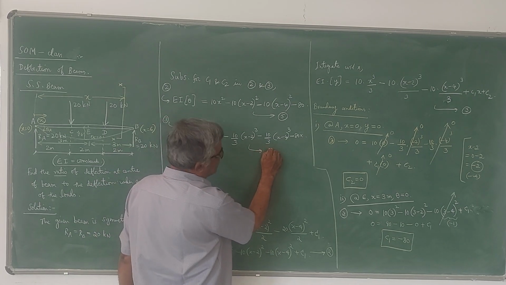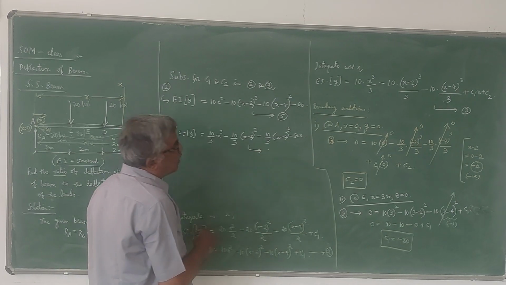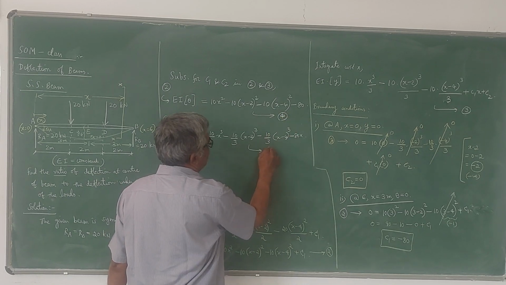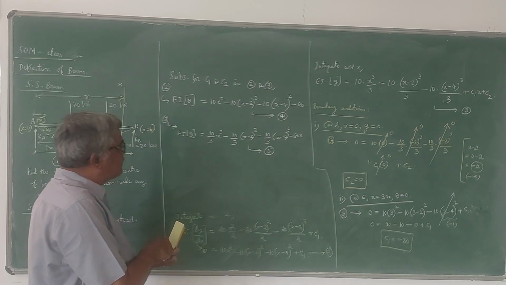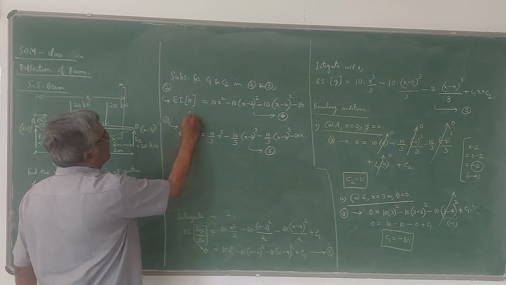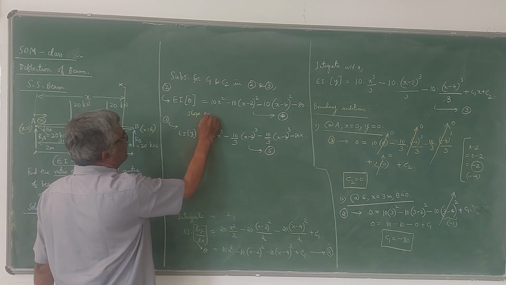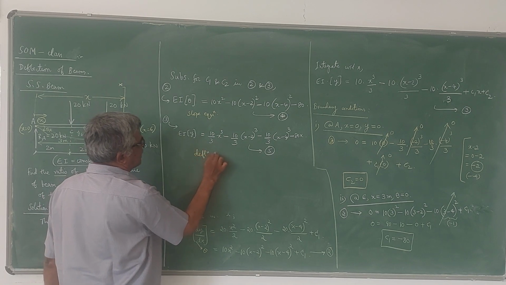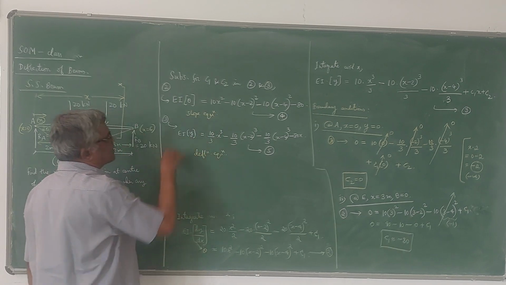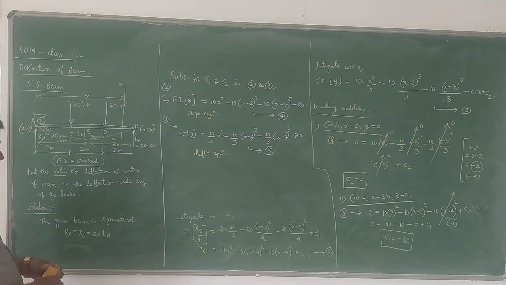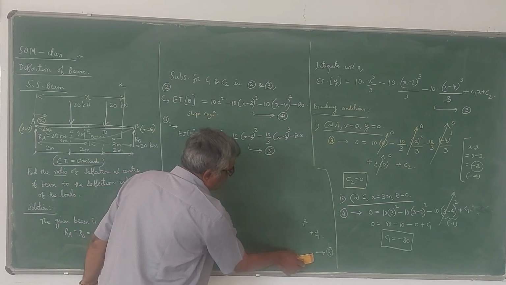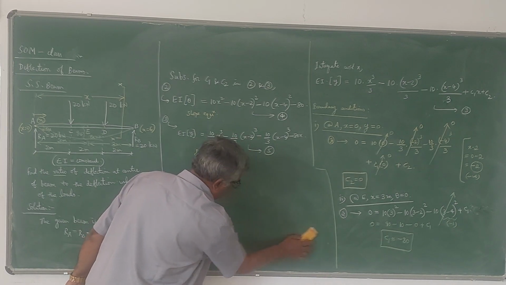So I can call these as equations 1, 2, 3, this is 4, this is equation 5. Equation 4 is the slope equation, or the rotation equation. Equation 5 is the deflection equation. So in these two equations, if you want to substitute the values of x, you can find out the slope and deflection at the required points.